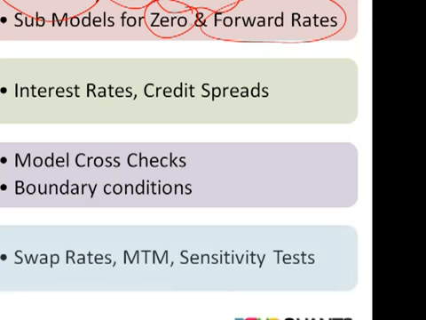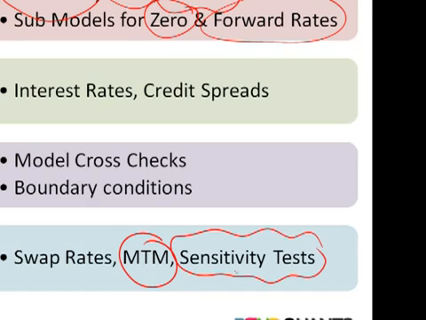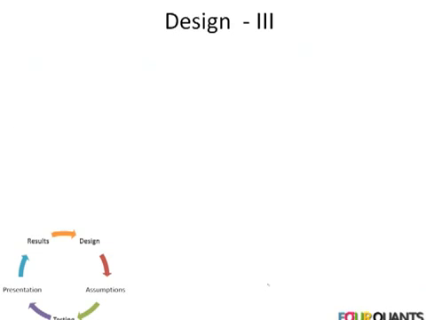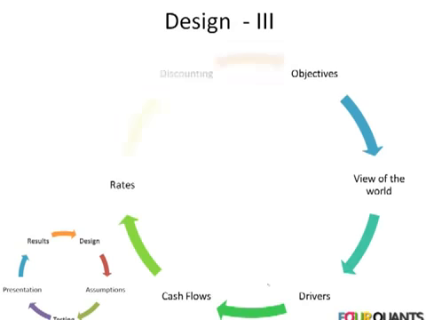Finally, from a presentation point of view, I am primarily interested in both the MTM question, the unwind question, and the impact of changes in specific parameters on the value of the swap at a given point in time. So I hope that by giving you a review of the three cases and applying the primary design principles, the two cycles of design that we've spoken about for the three cases that we've just covered, you have a good sense, a good flavor of model building.